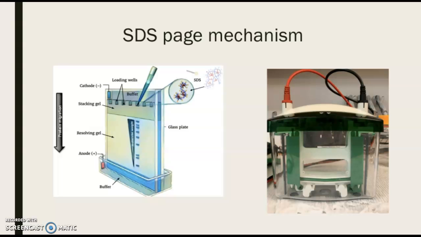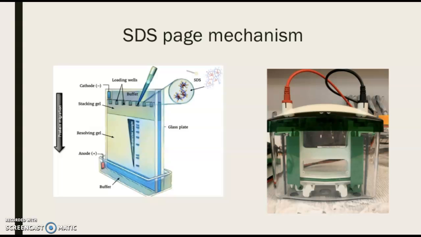In the SDS page, we run alongside a ladder. So when you get your proteins, you can see if your ladder and your purified protein are in the same spot, and you just look at this through molecular weight. The picture on the right shows what I use in my lab.